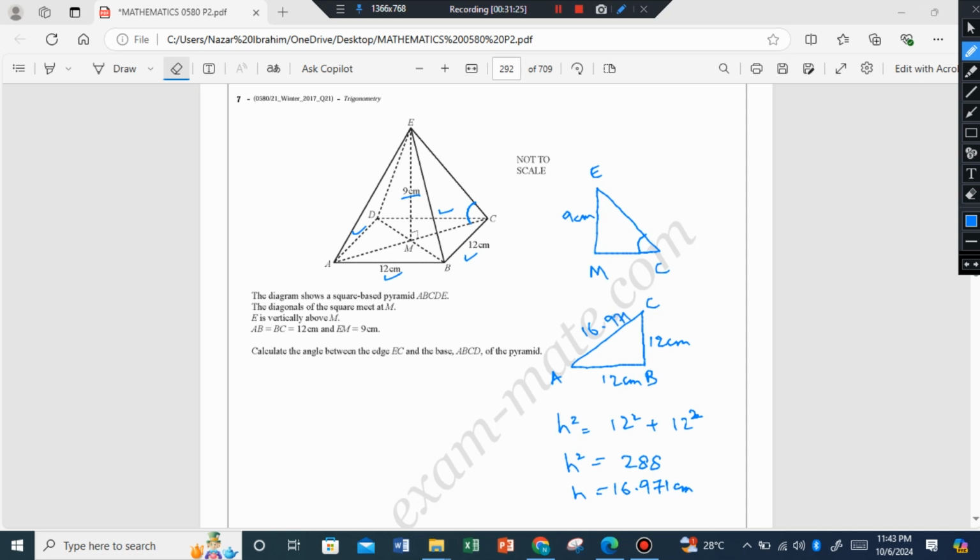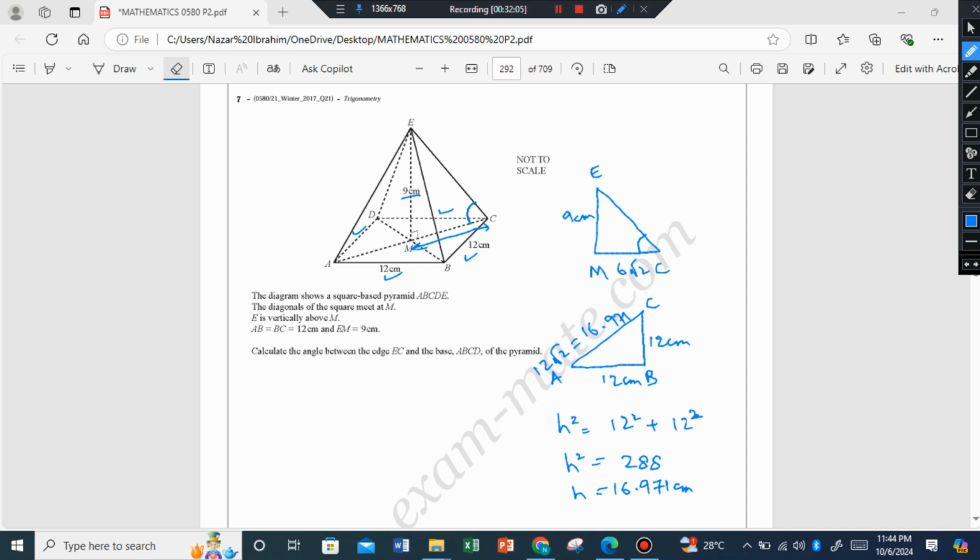Okay, now I have to calculate this angle, and I just now said that MC, which we are required to find out, is half of AC, right? This is MC, that is half of AC. So I will just divide 16.971 in decimals, which is 12 root 2 in theoretical form, by 2, so I'm getting 6 root 2. It means that MC is equal to 6 root 2.